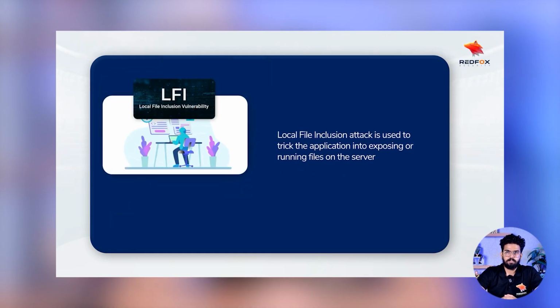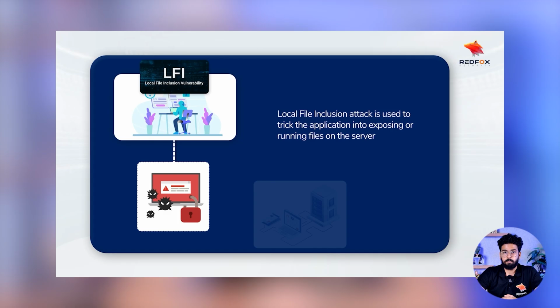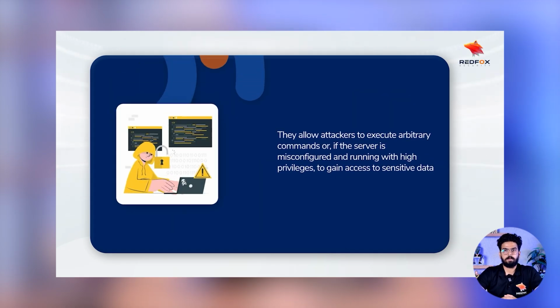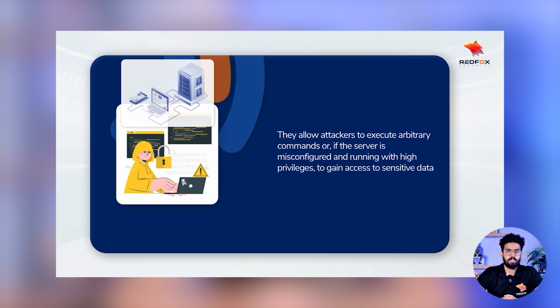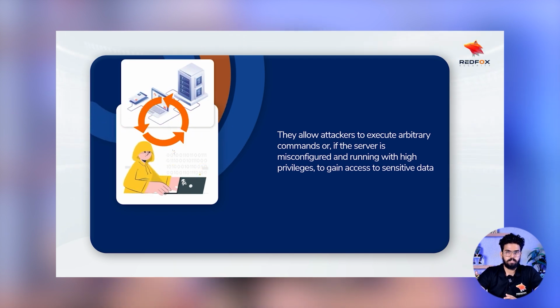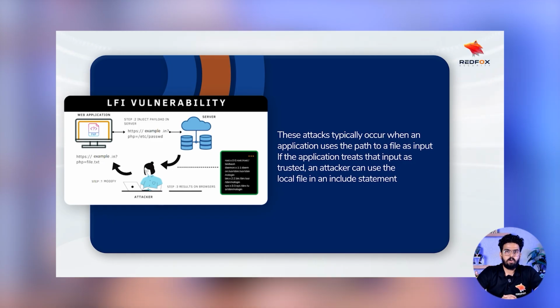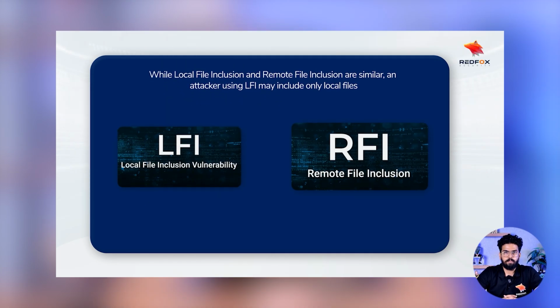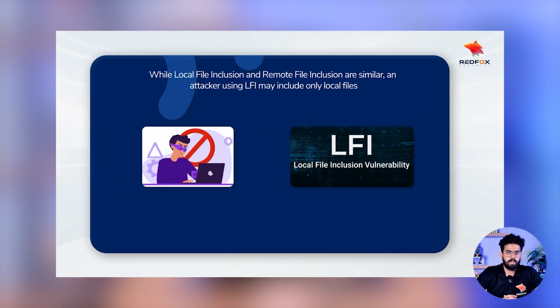A local file inclusion attack is used to trick the application into exposing or running files on the server. It allows attackers to execute arbitrary commands, or, if the server is misconfigured and running with high privileges, to gain access to sensitive data. These attacks typically occur when an application uses the path to a file as input. If the application treats that input as trusted, an attacker can use a local file in an include statement. While local file inclusion and remote file inclusion are similar, an attacker using LFI may include only local files.